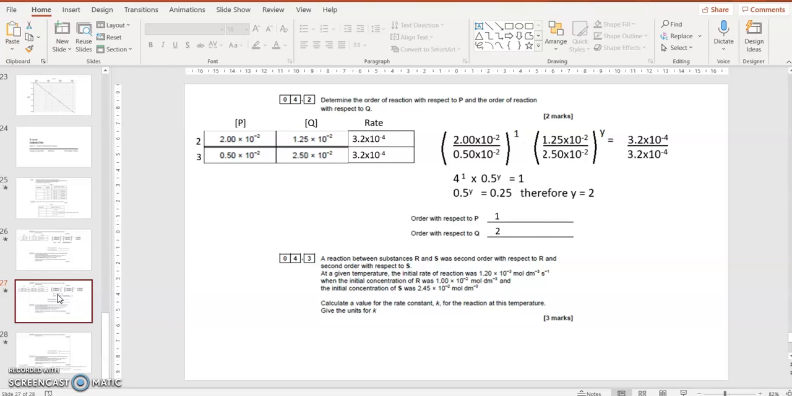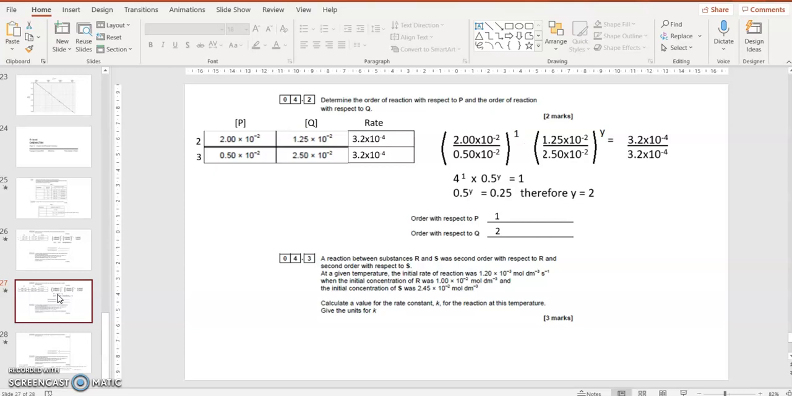2 times 10 to the minus 2 divided by 0.5 times 10 to the minus 2 is 4, to the power 1 is just 4, multiplied by 0.5, which is 1.25 times 10 to the minus 2 divided by 2.5 times 10 to the minus 2, to the power y, equals 3.2 times 10 to the minus 4 divided by 3.2 times 10 to the minus 4, which is 1. So divide both sides by 4: 0.5 to the power y equals 0.25.